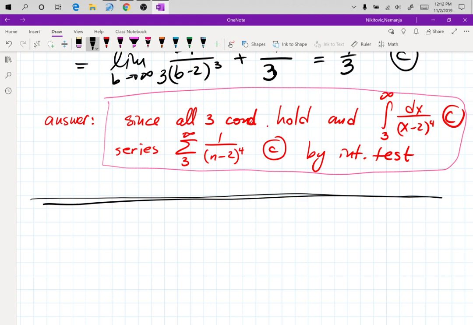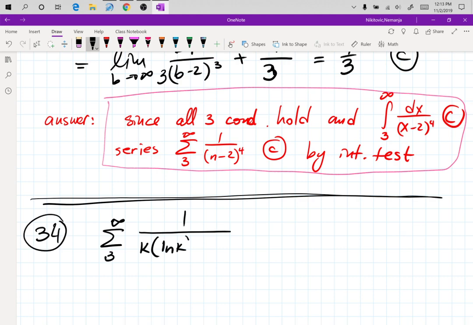It's great. All right, this problem is going to appear as living hell, which is awesome. Number 34. Lock the doors. Summation of 1 over, I need a little longer line there. We'll again start at 3 to infinity. So we have k times ln of k, and then ln of k.